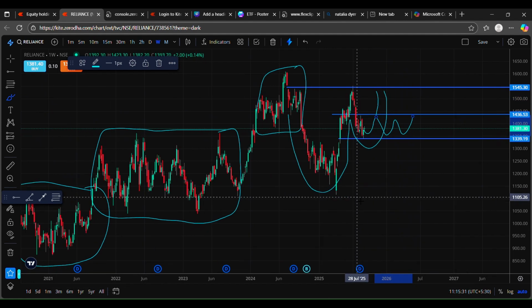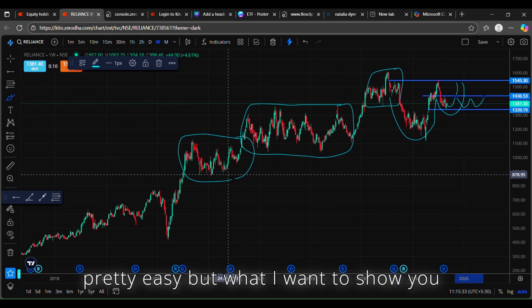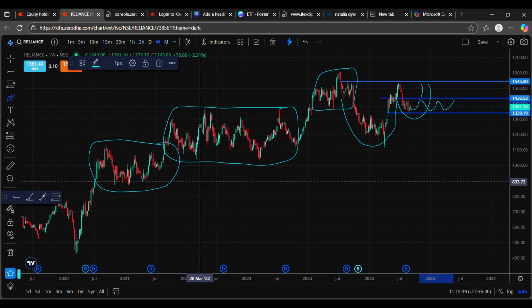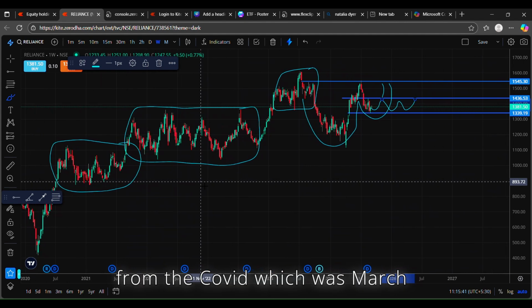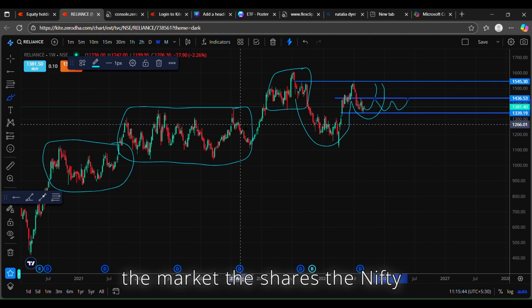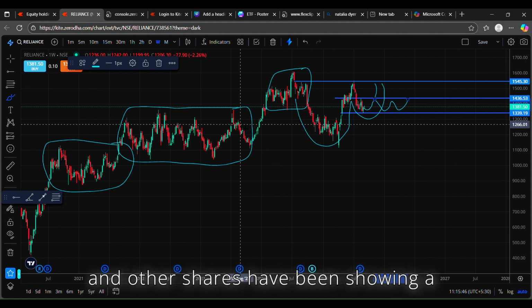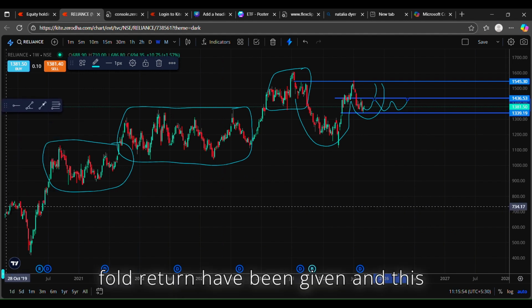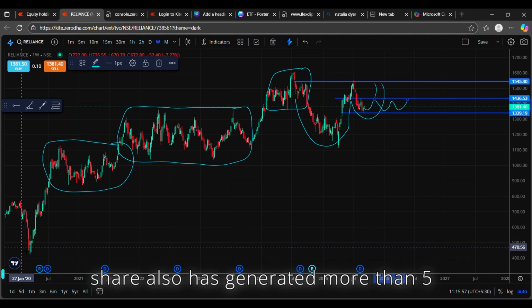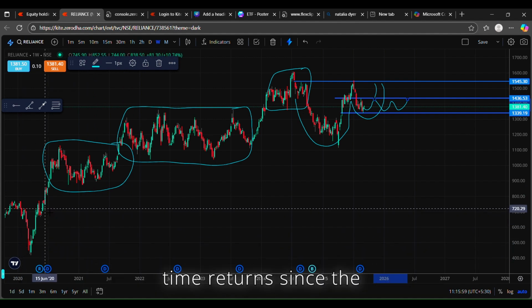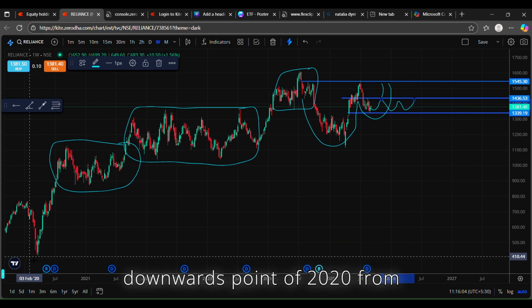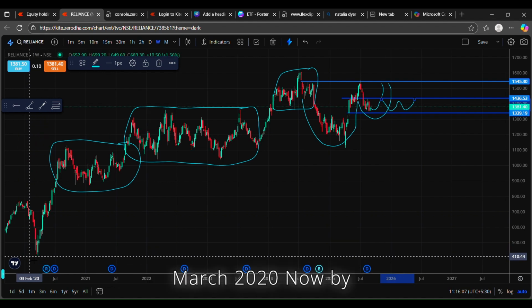So yeah, it's pretty easy, but what I want to show you is that from 2020, from the COVID crash in March, the market, the Nifty and other shares have been showing a great recovery. Multifold returns have been given, and this share also has generated more than 5 times returns since the downward point of March 2020.